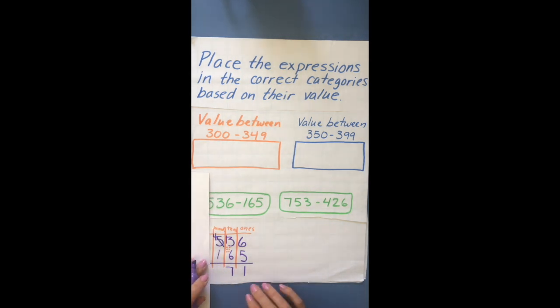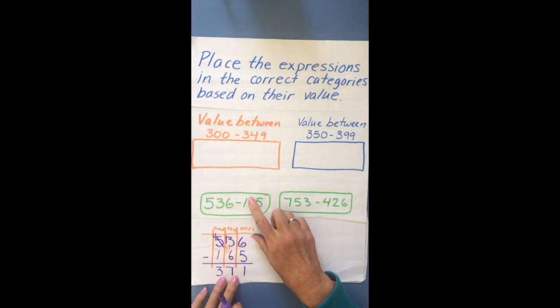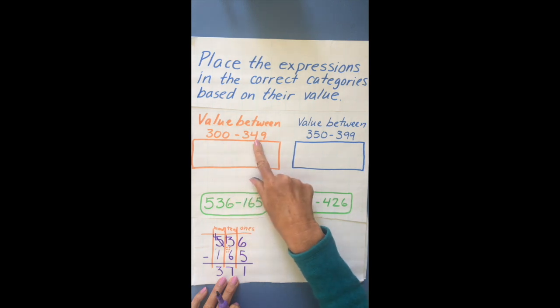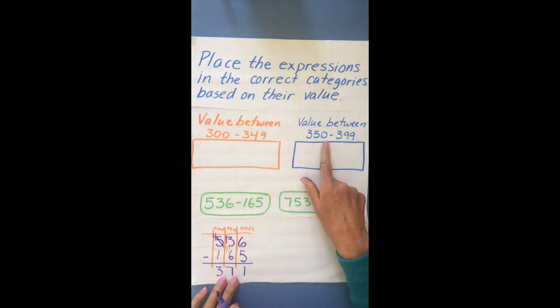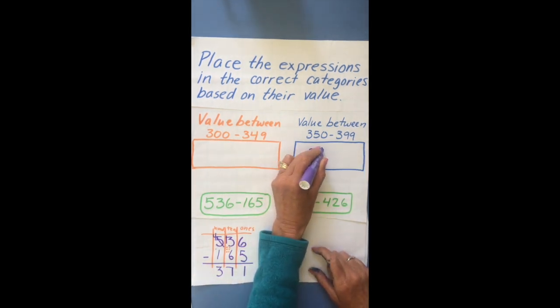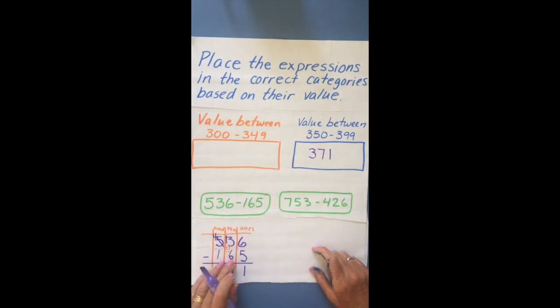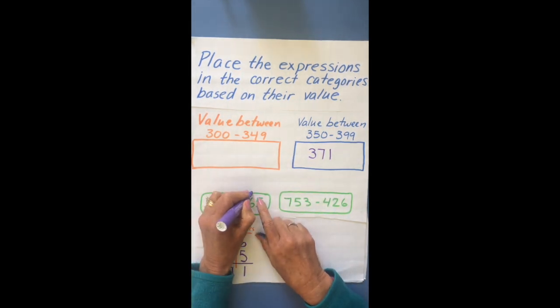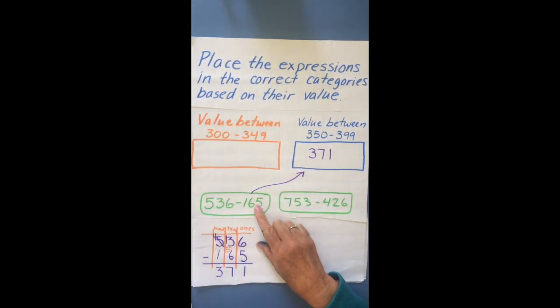Now I finally go to the hundreds house. So I have 4, take away 1, 4, 3. Now I look at this answer. Now 371, is it between 300 and 349, or 350 and 399? It looks like this goes in this category. So I finished this one. This one right here goes into that category.